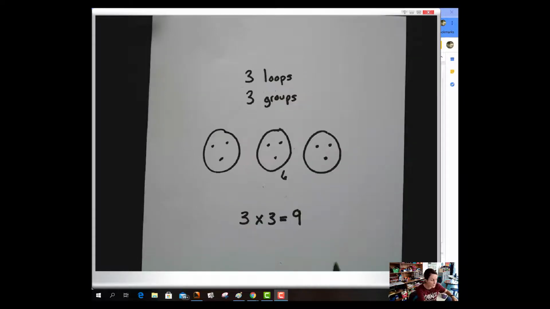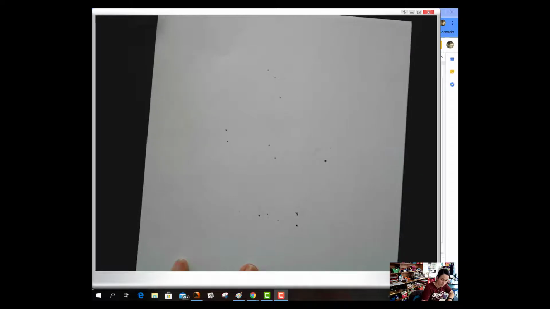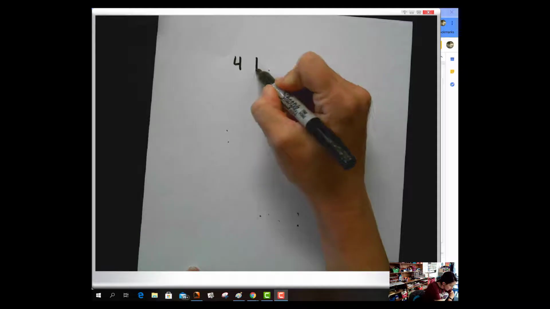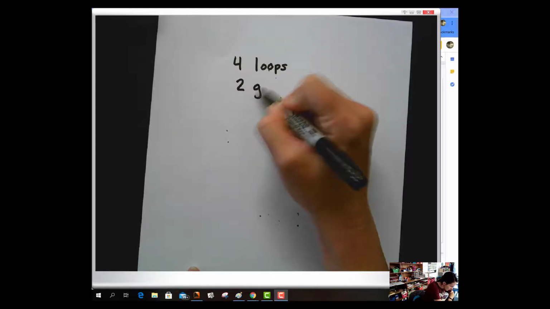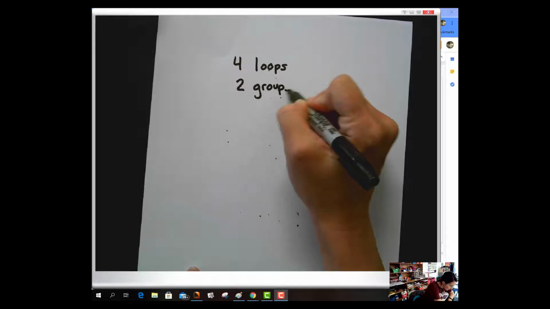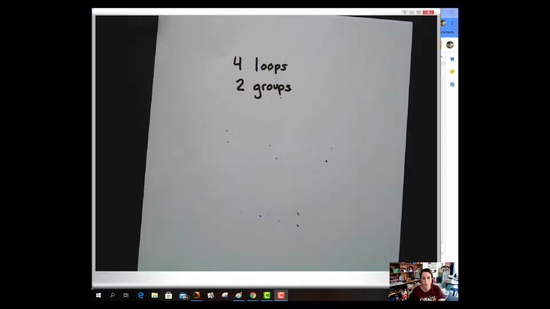Let's keep rolling along here. This time, I would like it if you could not only draw the loops and groups, but also try and write the multiplication sentence. Let's see if you can do it. I would like you to draw 4 loops with 2 groups. So I want you to draw 4 loops, and each loop is going to have 2 groups in it. Go ahead and go.